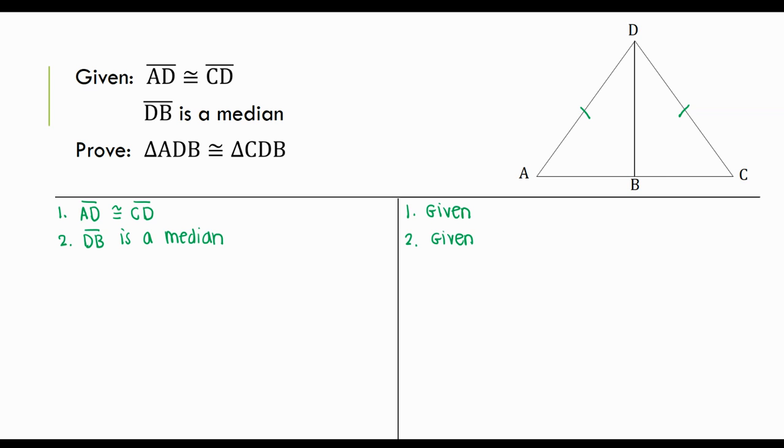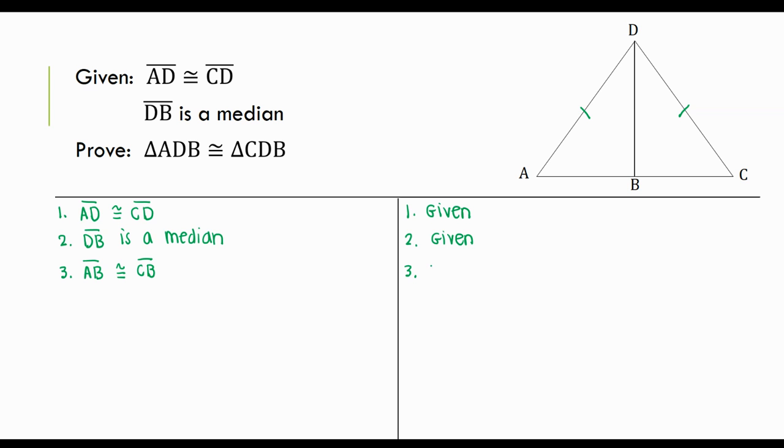Now remember, a median is a vocabulary word that we talked about yesterday. A median starts at a vertex and goes to the midpoint on the opposite side. So if DB is the median, it's starting at angle D, that's the vertex. B is going to have to be the midpoint. Well, if I have a midpoint, what does that mean? That means that I have 2 congruent segments. So hopefully we're okay with noticing that it's going to be the segment AB and the segment CB that are going to be congruent to each other.